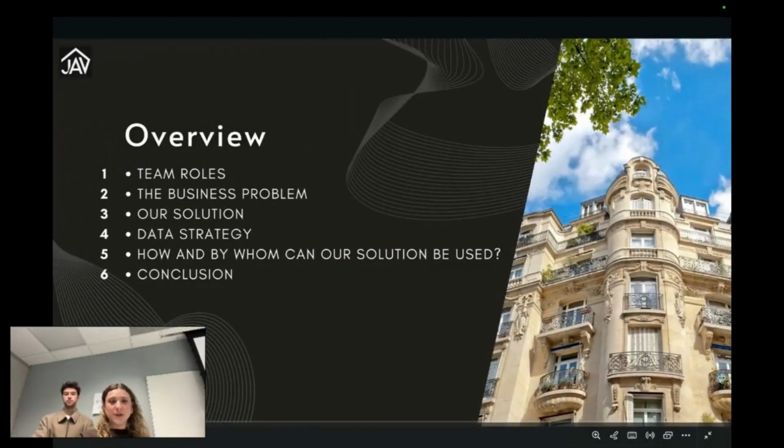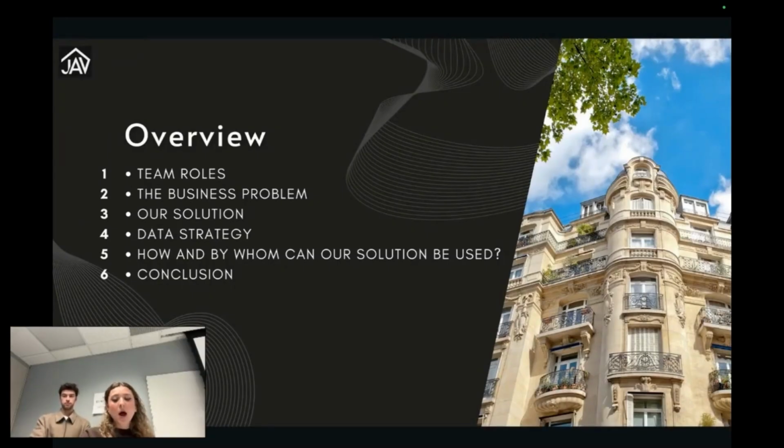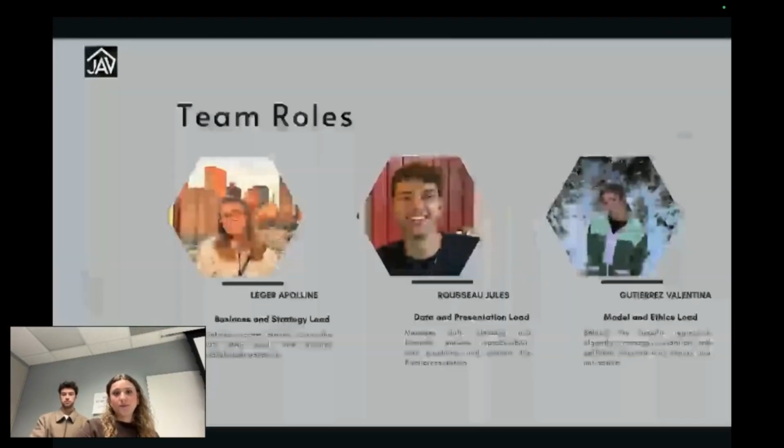We'll first present our team roles, then the business problem and solution, the data strategy we use, how and by whom our solution can actually be used, and at the end we'll finalize with a small conclusion.